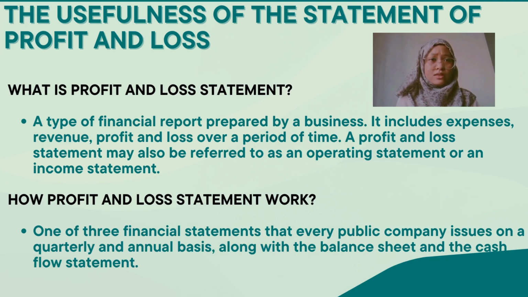The usefulness of the statement of profit and loss. What is the profit and loss statement? It's a type of financial report prepared by a business. It includes expenses, revenue, profit and loss over a period of time. Profit and loss statement may also be referred to as an operating statement or an income statement. How the profit and loss statement works: it is one of the three financial statements that every public company issues on a quarterly and annual basis, along with the balance sheet and the cash flow statement.